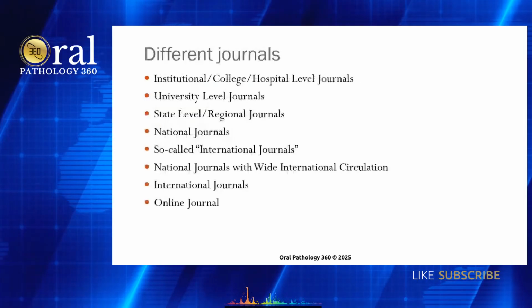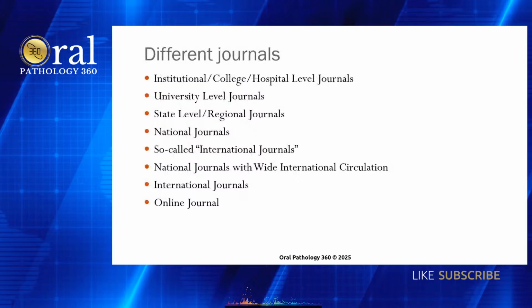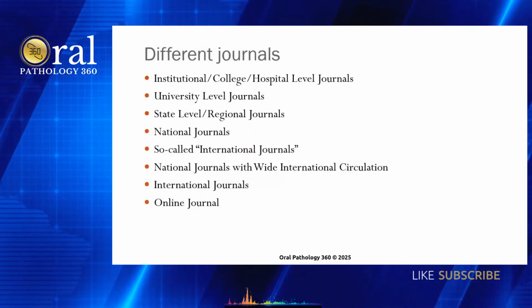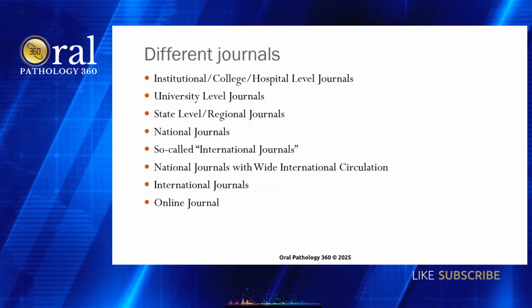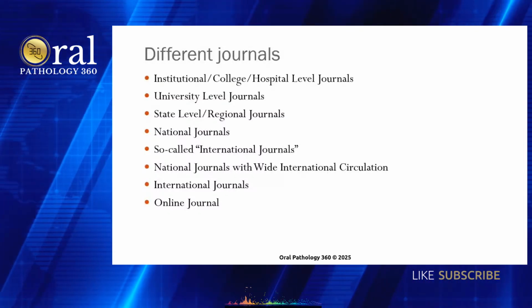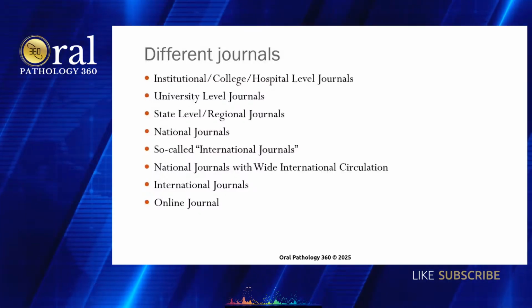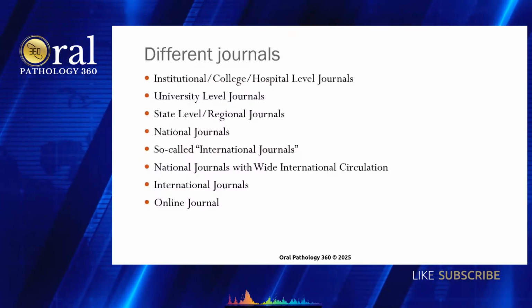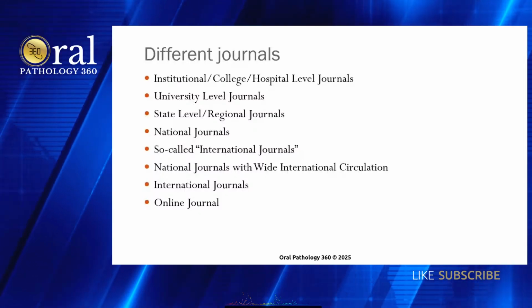Now, there are different journals. As you know, institutional, college, hospital level journals are available. University level journals are available. State level, regional journals are available. National journals are available. The so-called international journals are available. Now, everybody calls their journals international journals. National journals with wide international circulation are available. International journals are available, and online journals are available.